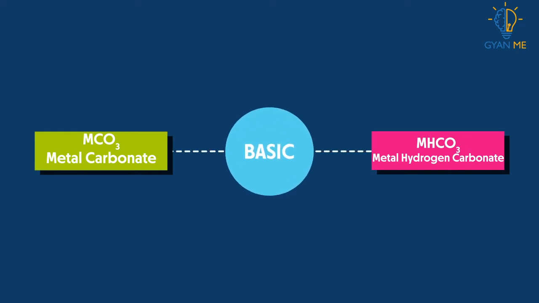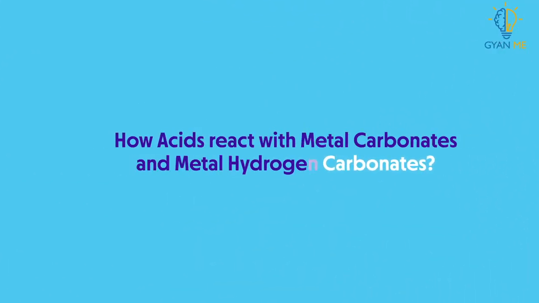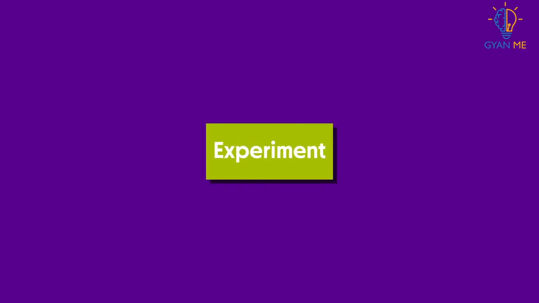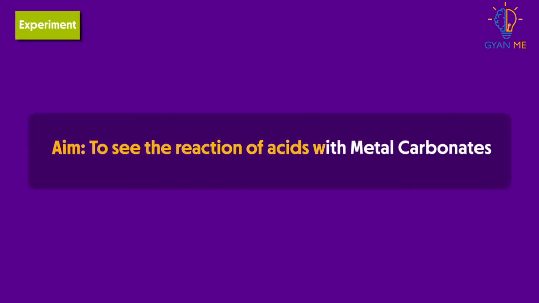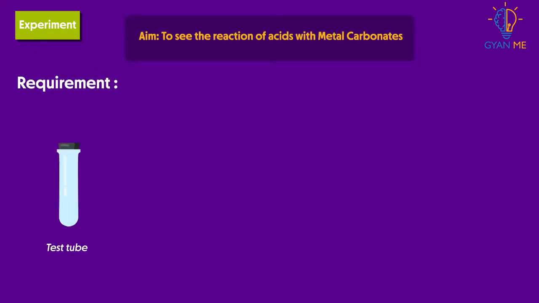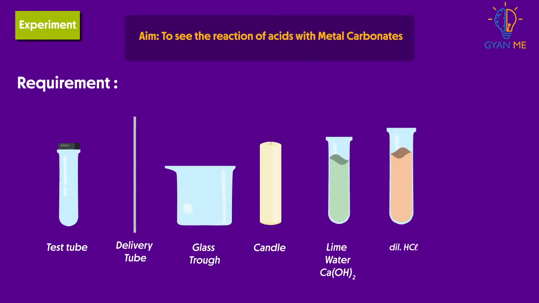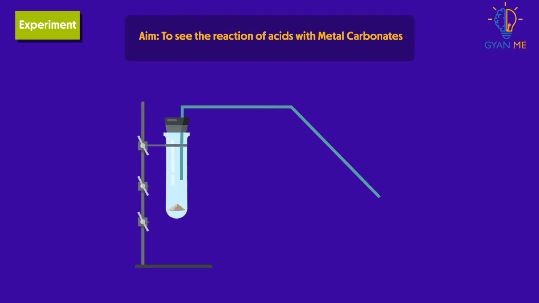Now, let's get back to our chemical reaction, that is, how acids react with metal carbonates and metal hydrogen carbonates. Let's first see the experiment with metal carbonate. Our aim is to see the reaction of acids with metal carbonates. For this, we require some materials like test tube, delivery tube, glass trough, candle, lime water, dilute hydrochloric acid and sodium carbonate. Now we take the test tube, delivery tube and stand. Arrange them as shown on the screen.